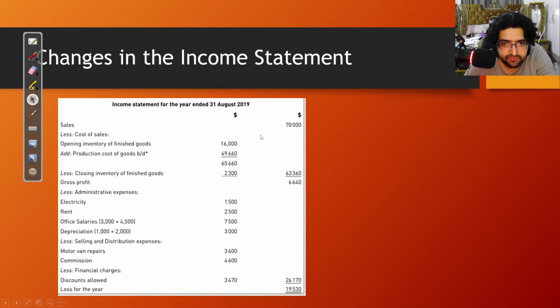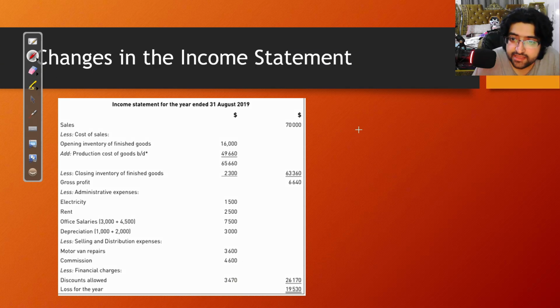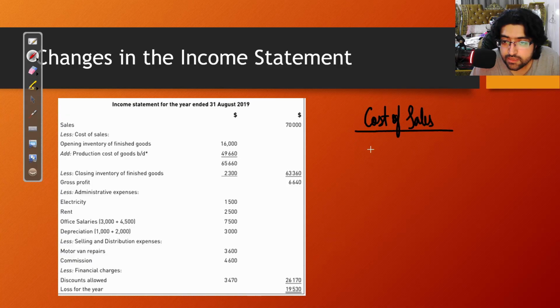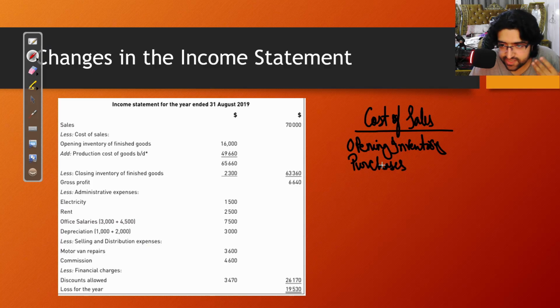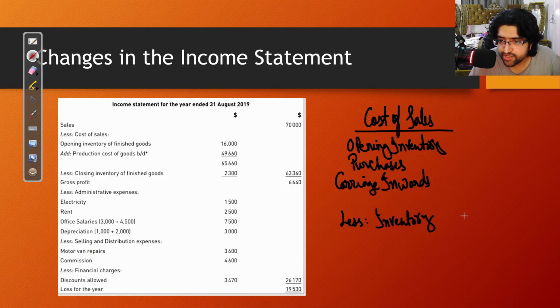Okay. The only difference in the income statement is that in the cost of sales section, the format remains the same. You start with opening inventory. You add purchases. You less purchase returns if they are given. You add carriage inwards. And then you less closing inventory. This is what we do, right? Usually in the cost of sales section.